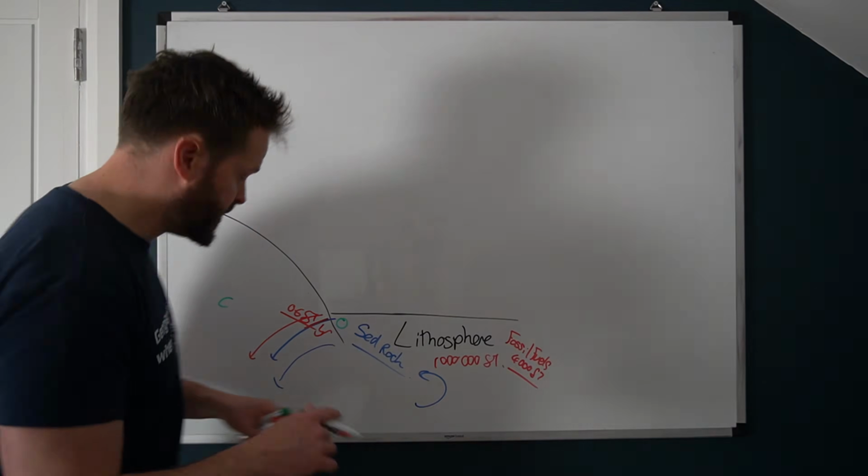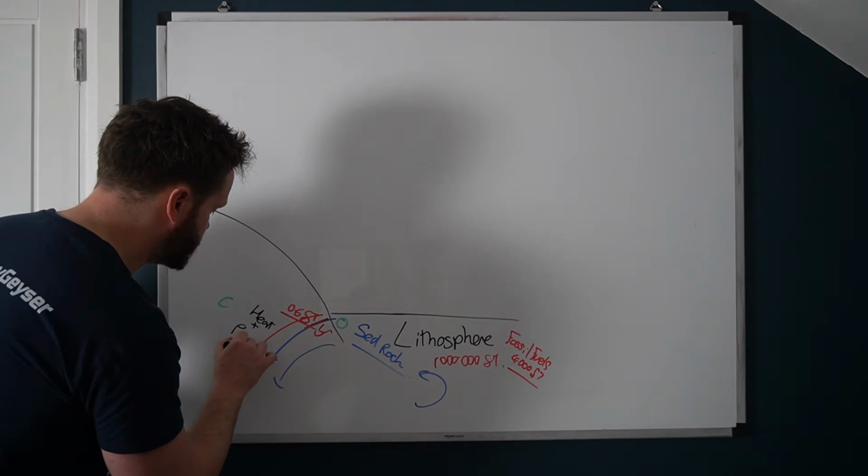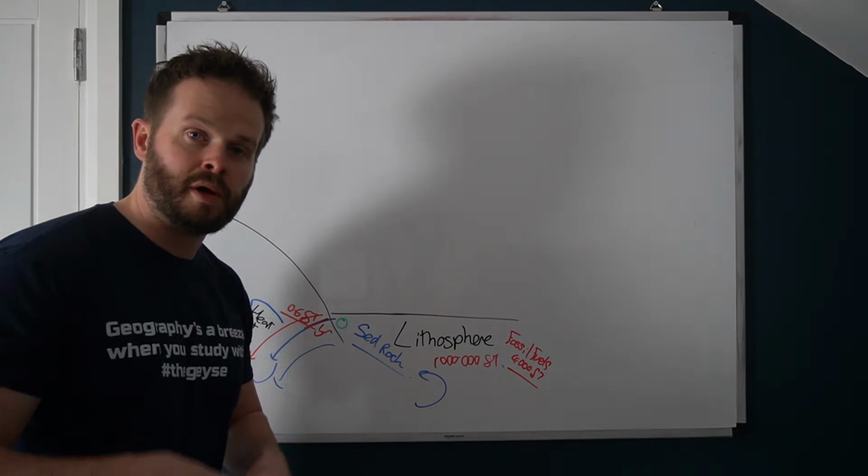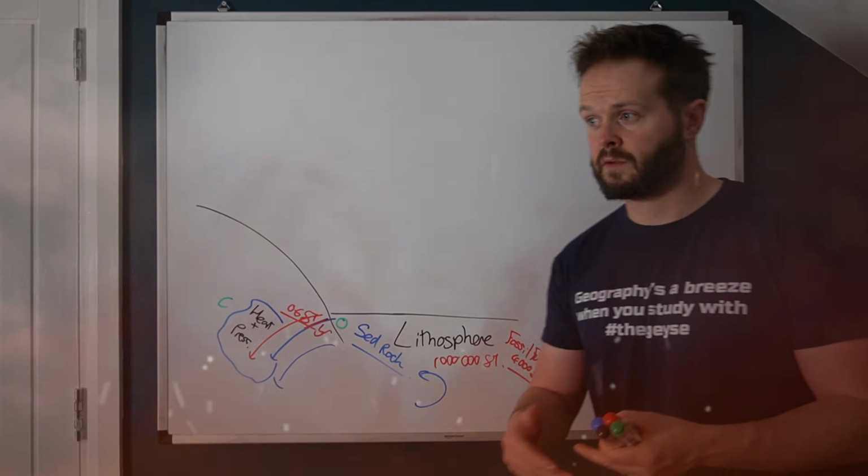Now what we know happens here is there's enormous heat and pressure. This heat and pressure builds up, and what can happen then is this will become molten. Now remember, when something becomes molten, it's obviously warmer.